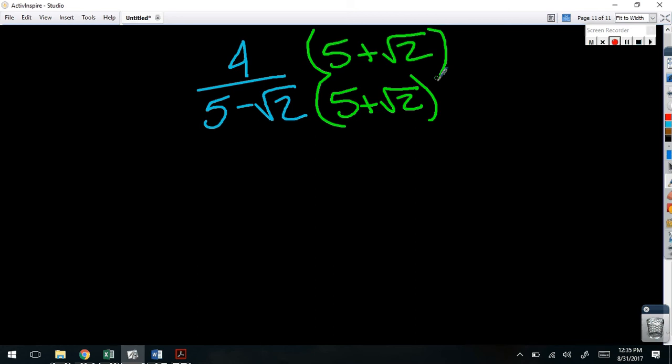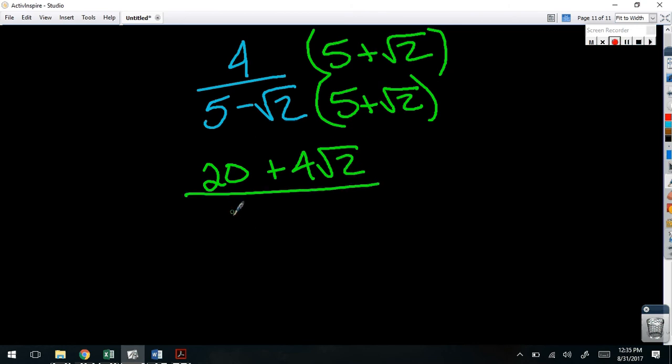So up top, I got 20 plus 4 plus square root of 2. Good job. What'd you get on the bottom? 25 minus 2. Yes. Got 23. Wait, why do you get minus? Oh, I see, those two just cancel out, right? Right.